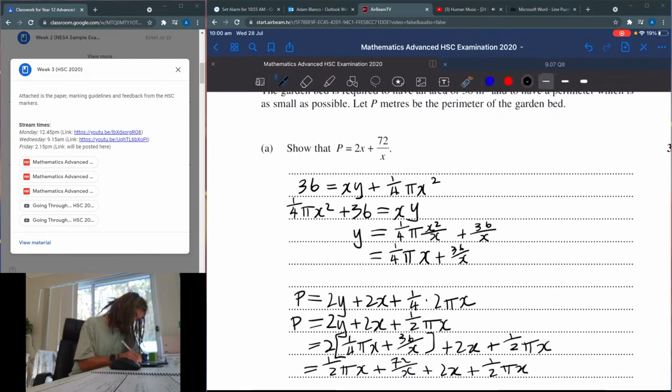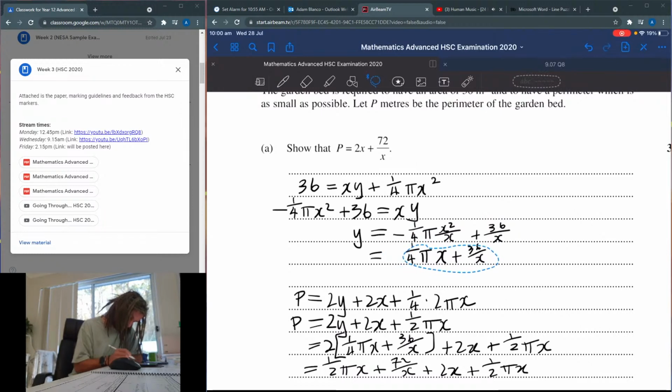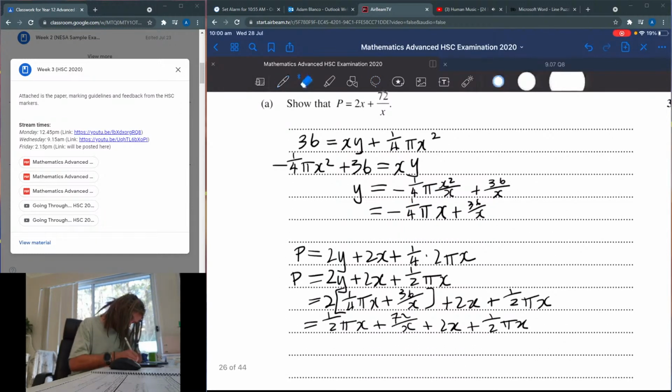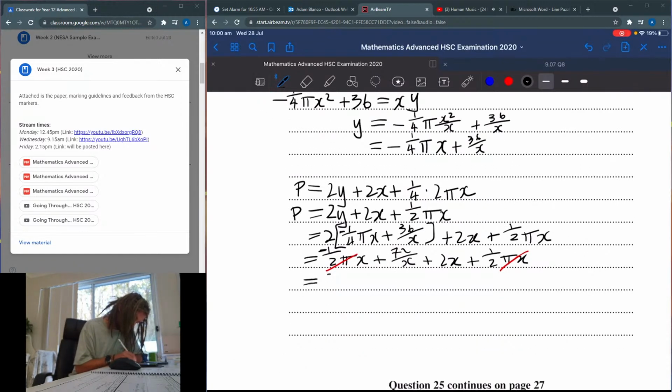That's a minus, which means that is a minus. I can't solve a one-step equation. That's a minus, which means that goes, and that goes, yay, which means 2x plus 72 on x.